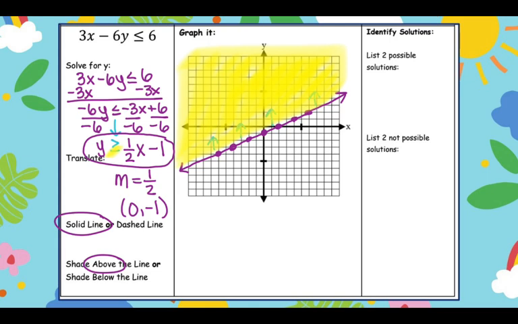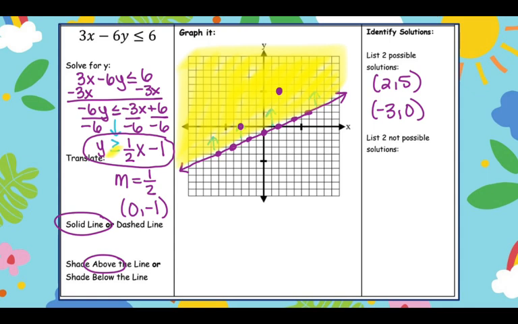So I'm going to go with this point over here and this point over here. So my first ordered pair that I picked was 2, 5. The second point that I picked was -3, 0. You could also pick any point that's on the line since this was a solid line.